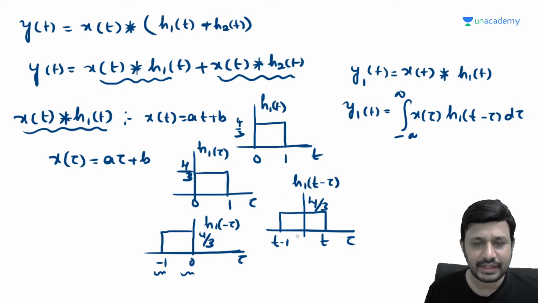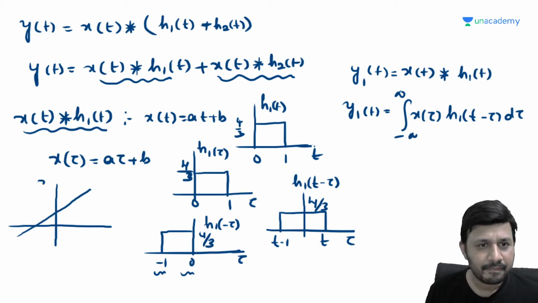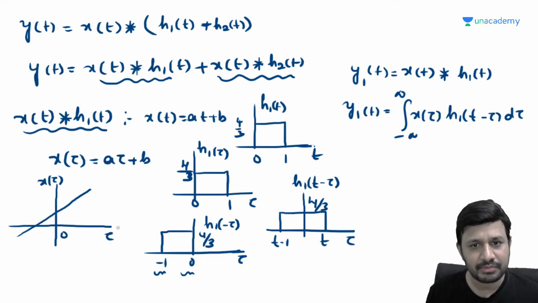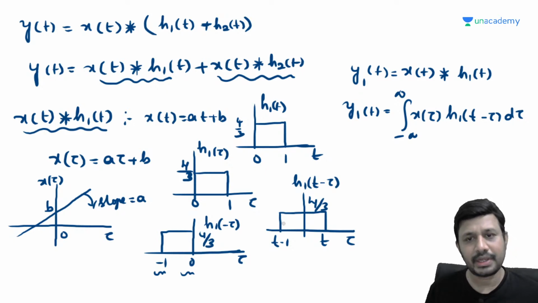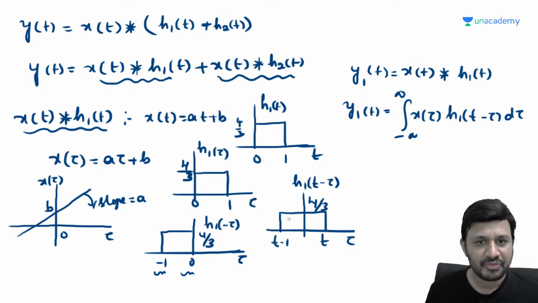Now by shifting this h1 by giving different values of t, we must find out if there is any common portion with my x of tau. X of tau, how does it look like? X of tau looks something like this. Slope is a. Now, is there any common portion? While performing convolution, we observe the common portion between x of tau and this h1 of t minus tau. So the common portion is from t minus 1 to t.